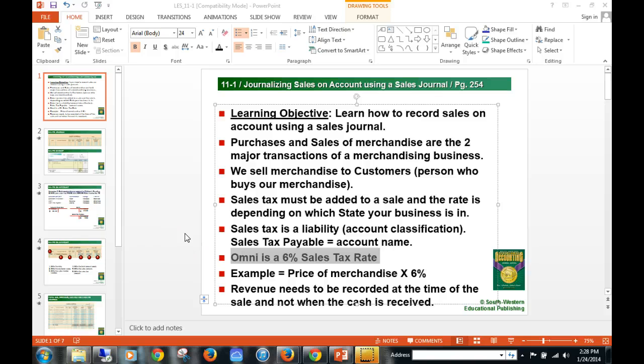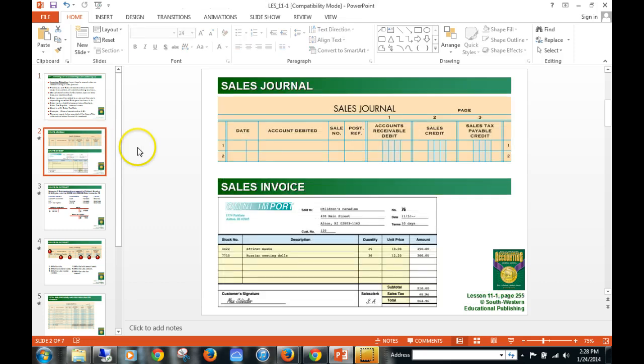Okay. So when we are doing sales of merchandise on account, well, first of all, let's take a look at the sales journal. The sales journal looks like this. You have the date column, the account debited, the sale number, which would be right here on your sales invoice, and a post reference. Once we post to the general ledger in the next chapter, we're going to come back and put the account number in this box right here to prove that we recorded it in the ledger.